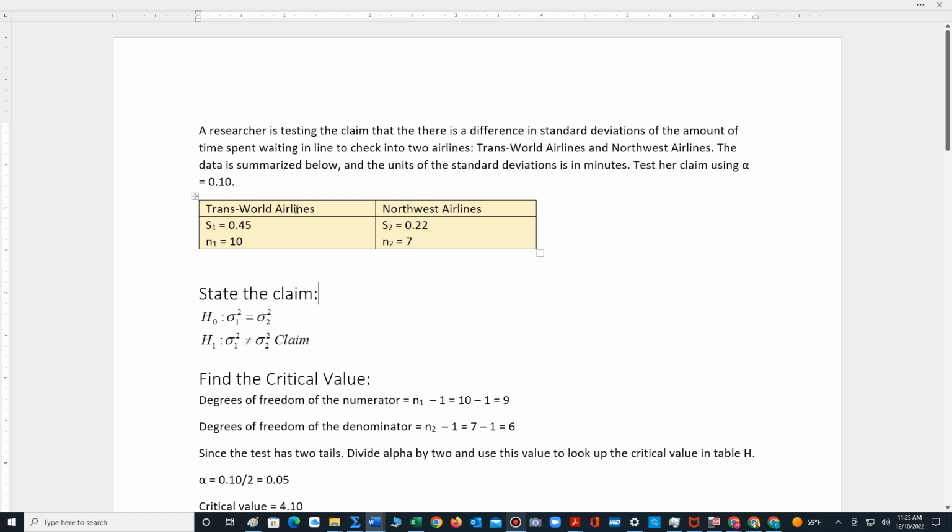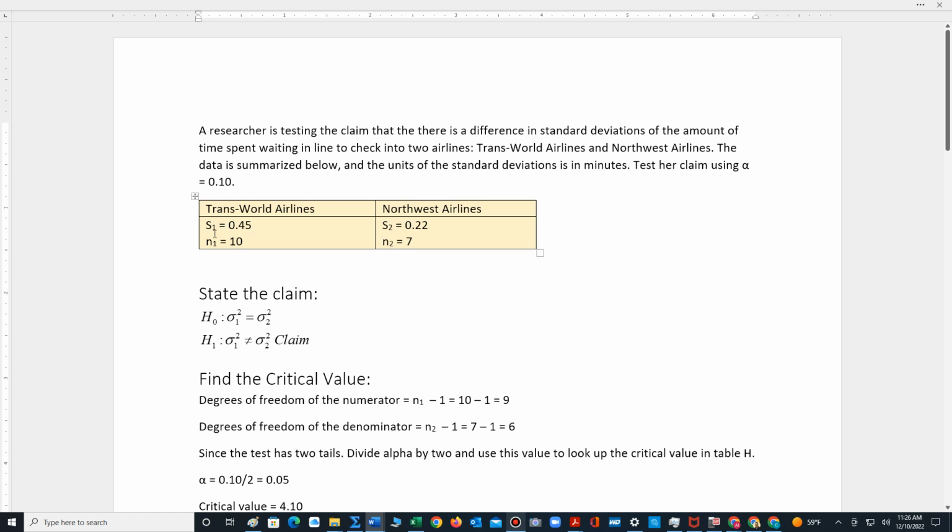So for Trans World Airlines, we have the standard deviation is 0.45, sample size is 10. Northwest Airlines standard deviation is 0.22. Sample size is 7. And we have to take note that when we're performing an F-test using our book, we require that the larger standard deviation be labeled with subscript 1.